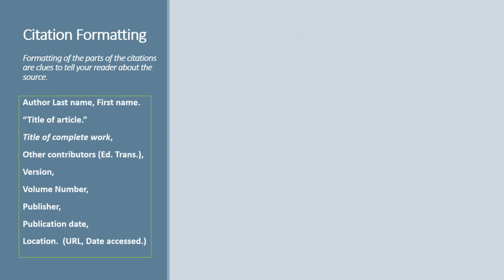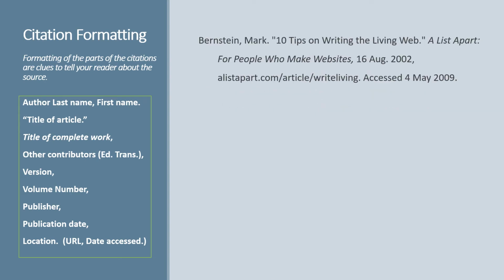Now let's look at some examples and see if we can read the code in the citation formatting. This first example I can clearly see is a website because I see the web address at the end. But first we have the author, Mark Bernstein, listed by his last name first, and finished with a period. Next we see that this is an article from his website, the article title, "10 Tips on Writing the Living Web." We see that this article comes from his complete website, A List Apart, for people who make websites. This is italicized to show it is the title of the whole website. And we see next that he published his website on August 16th of 2002.